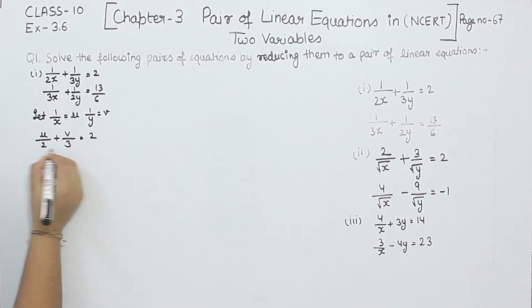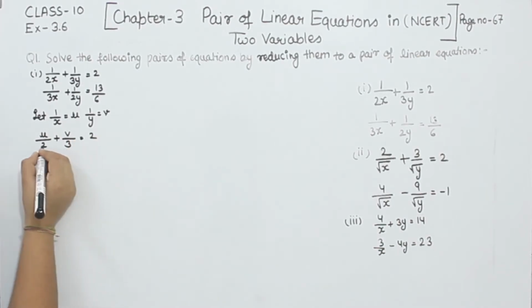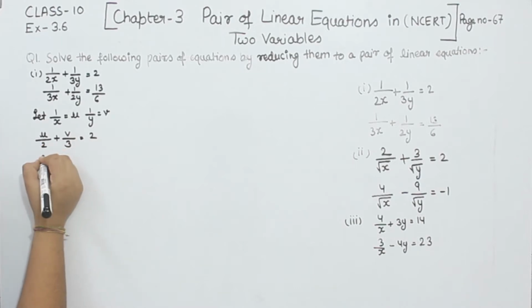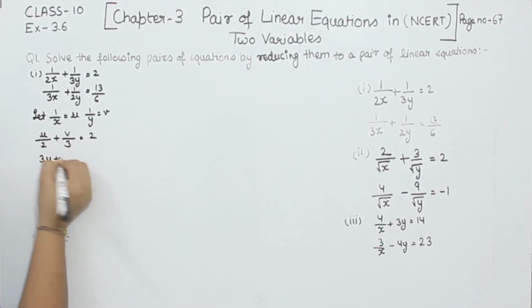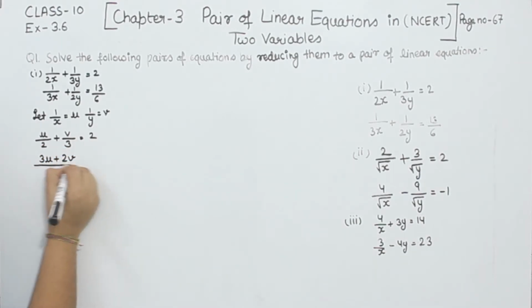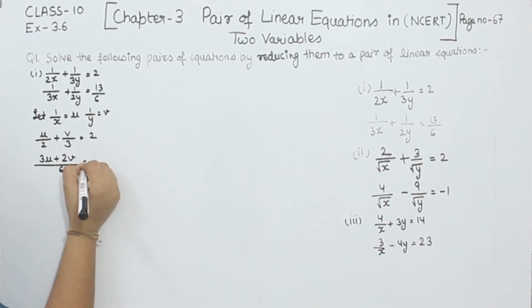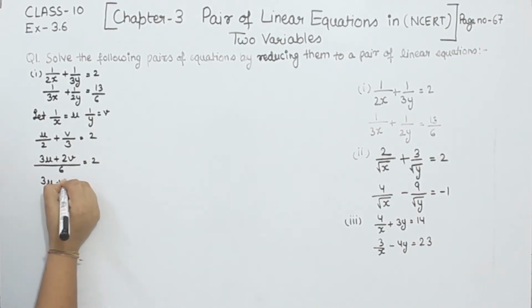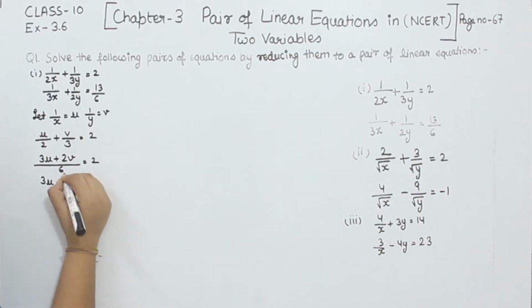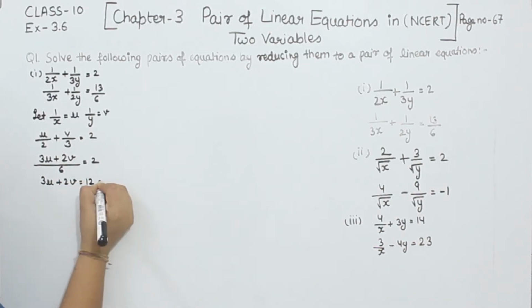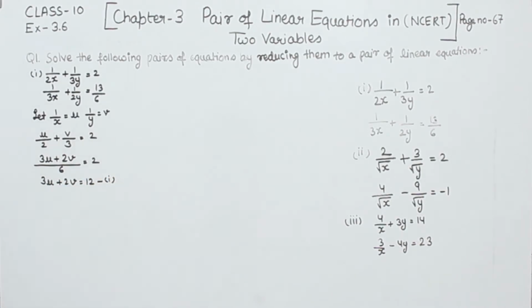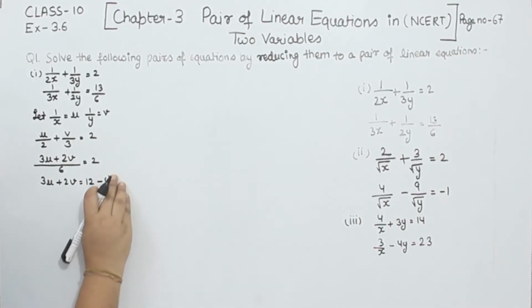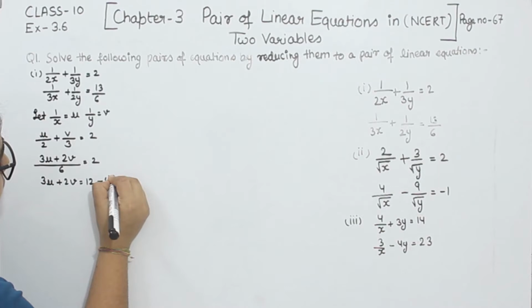For that, we have to equalize the denominators. We are going to cross multiply this one. Here we are having 3u plus 2v, and in the denominator we are having 3 times 2 is 6, equal to 2. We are going to transpose this 6 here. We are having 3u plus 2v is equal to 6 times 2, 12. So this is the simplification of equation number 1. I am going to write this one as equation number 3.